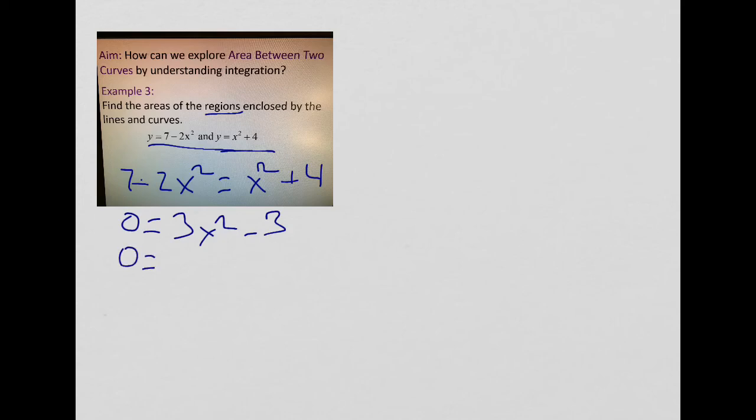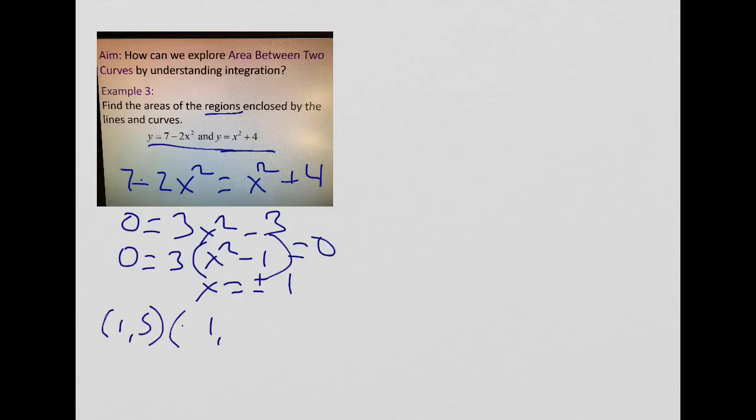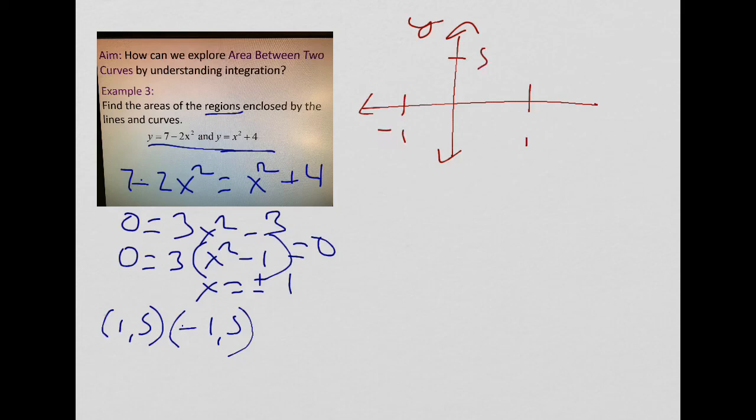So you can use your greatest common factor, and 3 can't be 0, but this can be set equal to 0, and we find 2 points, okay, and these are our points of intersection. Now we only need the x values. If you needed the y, you would plug it in to see what your y values are, and it turns out to be 5 for both of them. So just a little side note there. Okay, so we can sketch it out if we needed to.